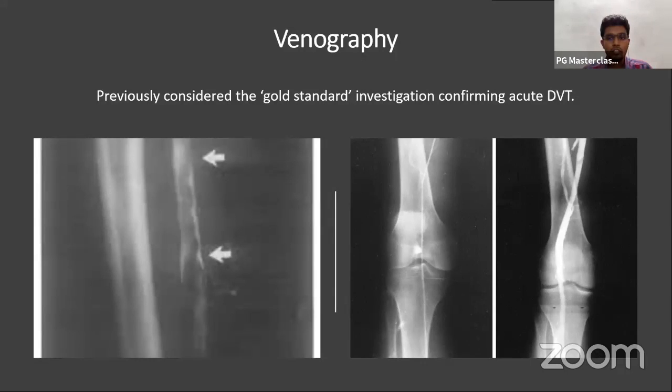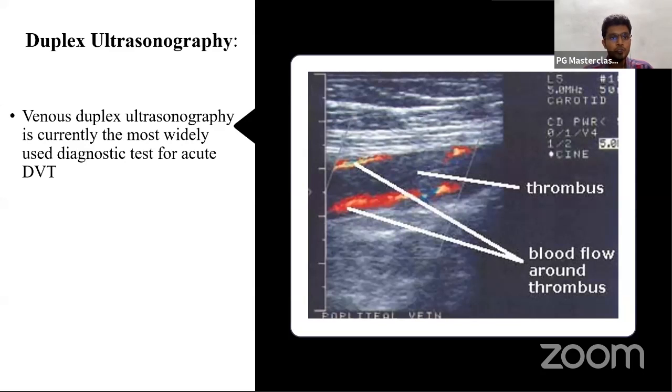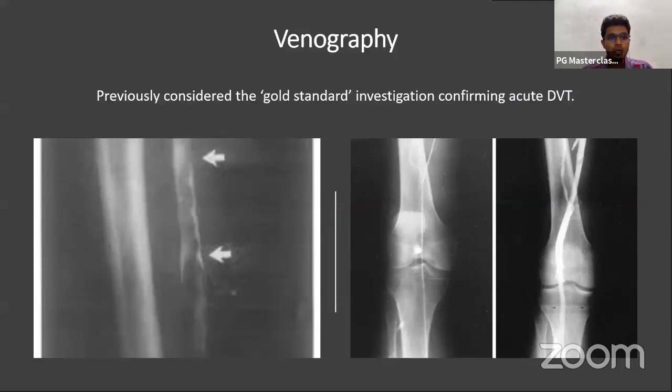Sir, coming to other investigations, non-invasive duplex ultrasonography, or sometimes termed compression ultrasonography, without any M mode. Venous duplex ultrasonography is currently the most widely used diagnostic test for acute DVT. Coming to invasive tests, there is venography, which was previously considered the gold standard investigation.